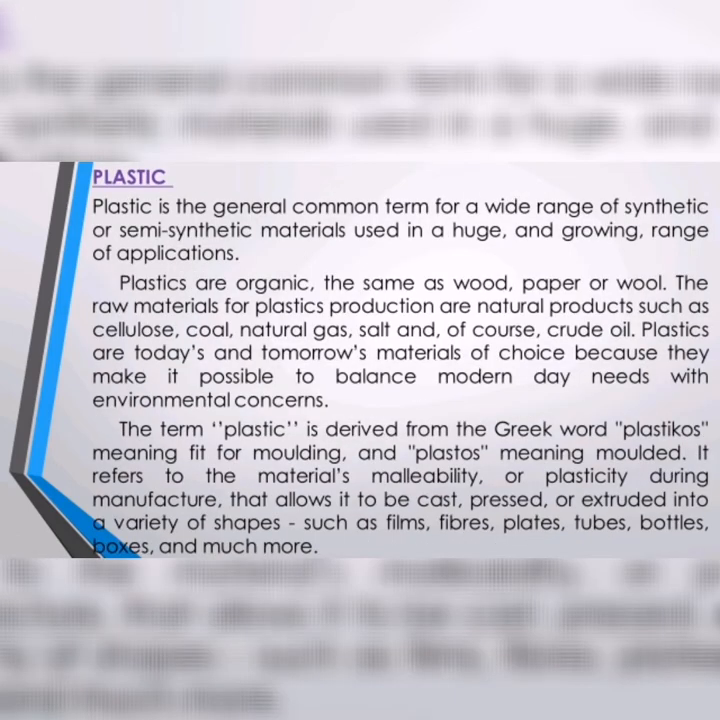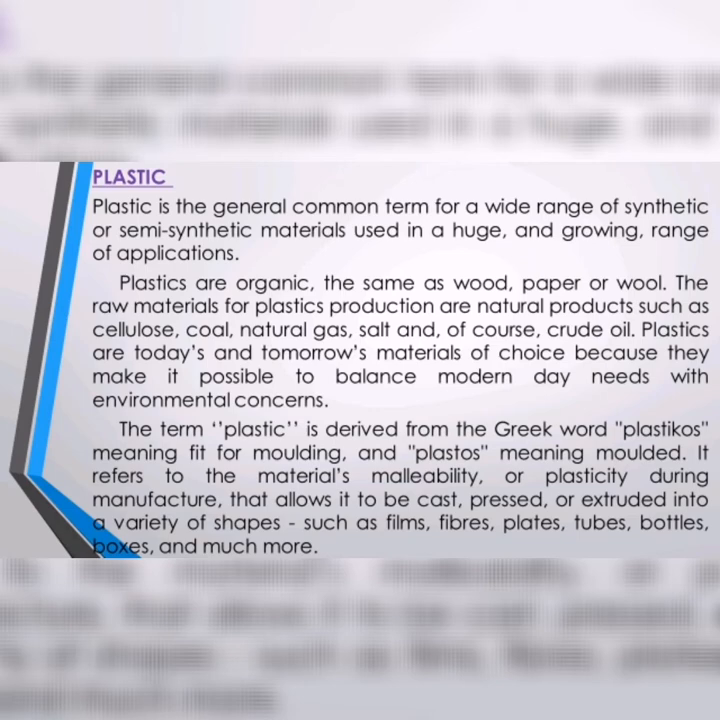Plastic. Plastic is the general common term for a wide range of synthetic or semi-synthetic materials used in a huge and growing range of applications. Plastics are organic, the same as wood, paper, or wool. The raw materials for plastics production are natural products such as cellulose, coal, natural gas, salt, and of course crude oil.